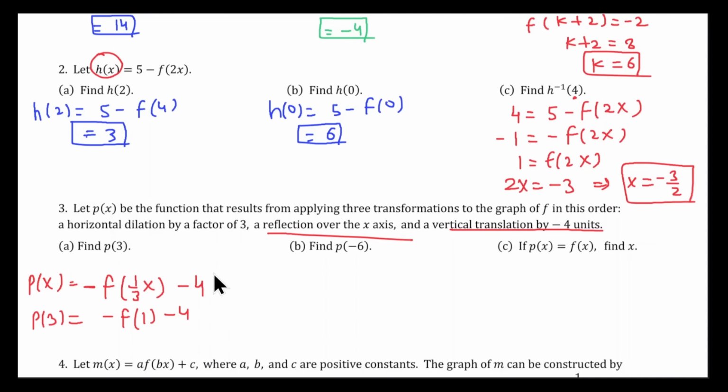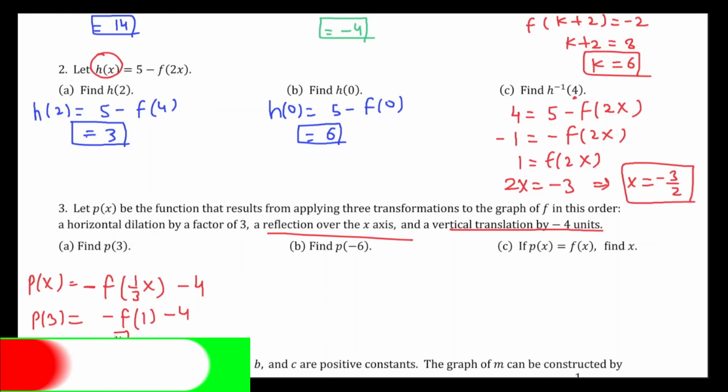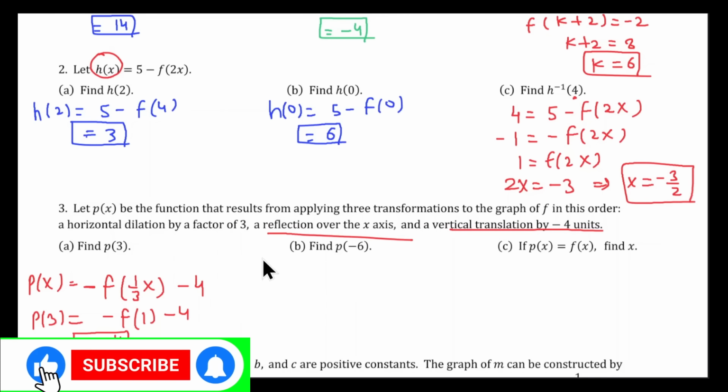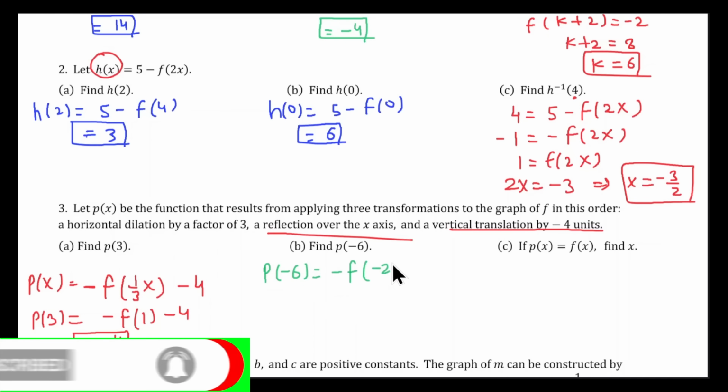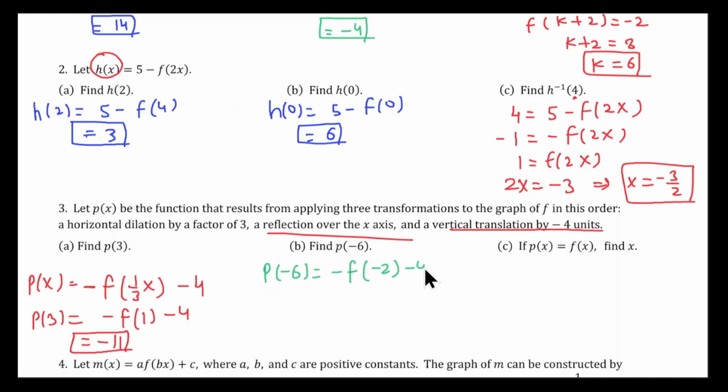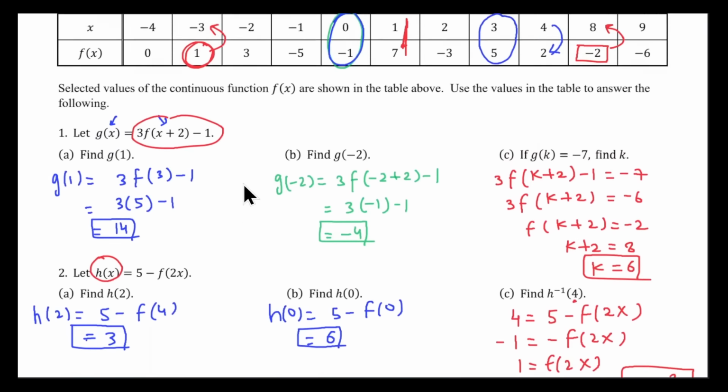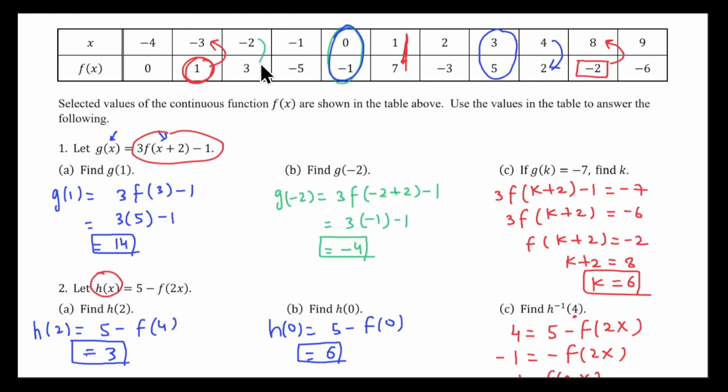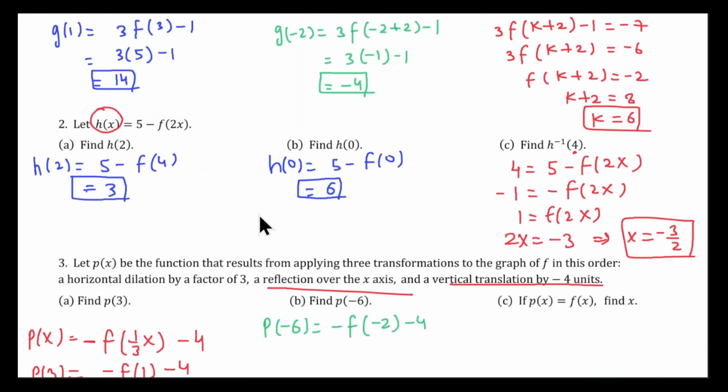So this will become negative 7 minus 1, which is negative 11. Then what is p of negative 6? Replacing x by negative 6 over here, it will be negative of f of negative 6 over 3, which is negative 2, minus 4. What is f of negative 2? f of negative 2 is 3. So replacing that by 3, negative 3 minus 4 is negative 7.